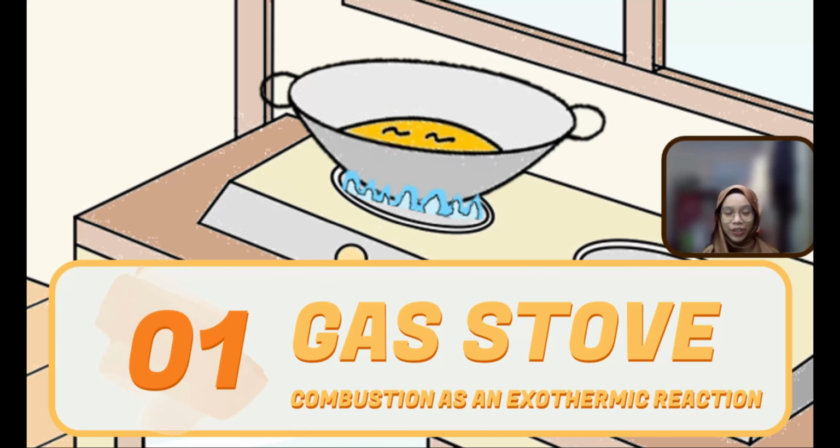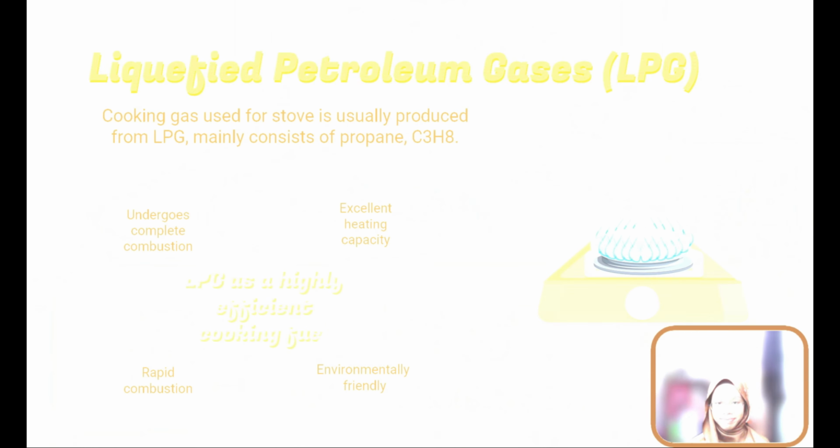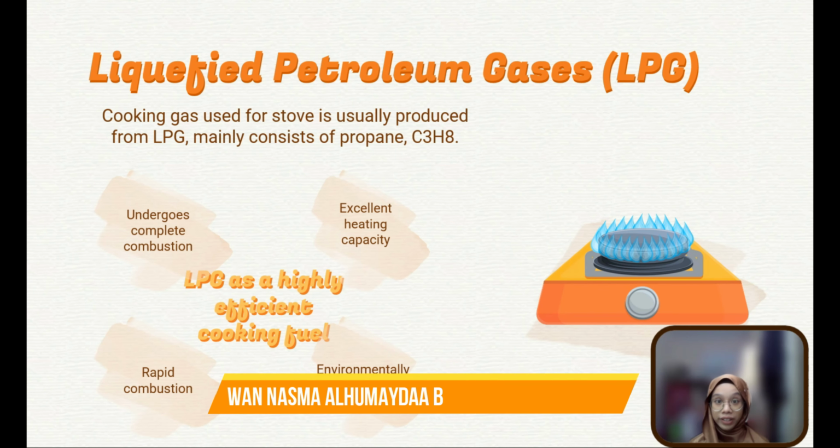Now, let's take a look at our first chemistry application in the kitchen, the gas stove. I am sure we all know what a gas stove is, as you can find it in most houses. The gas stove applies combustion, as it utilizes an exothermic reaction to cook our daily food. How does a gas stove actually work its wonder?